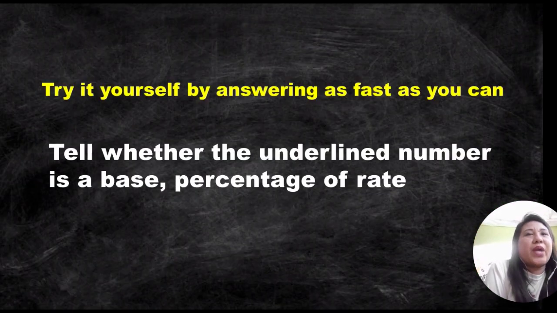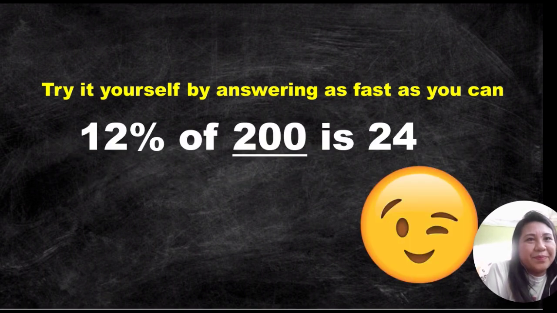Now, try it yourself by answering as fast as you can. Tell whether the underlined number is a base, a percentage, or a rate. Are you ready? 12% of 200 is 24. The underlined number is 200. What is 200? Very good. That is your base.